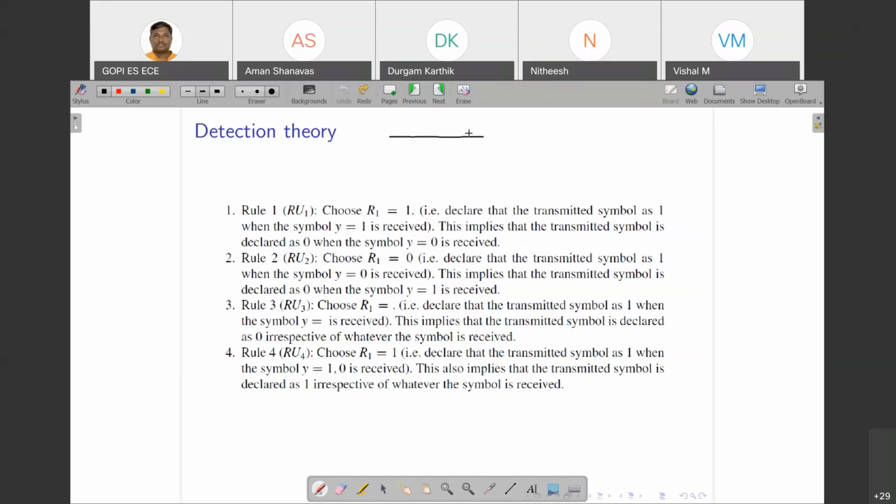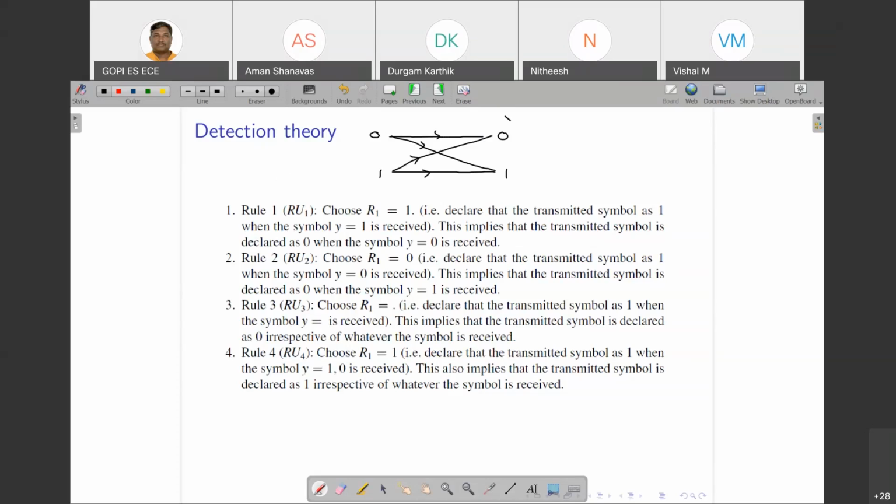You are given the channel characteristics. This is the channel characteristics here. This is about the channel. You have to be careful, right? This is 0 and this is 1 here, and what you see here, this is 0 and this is 1 here, right? So this is the channel characteristics given to you.